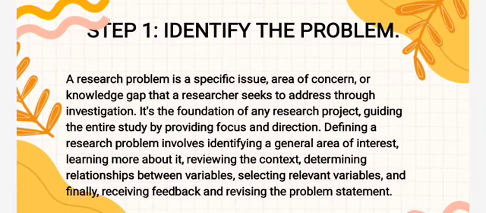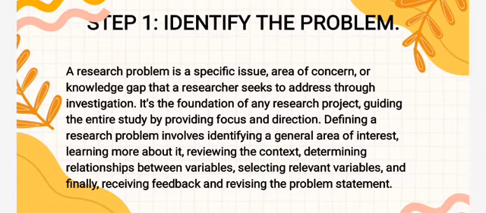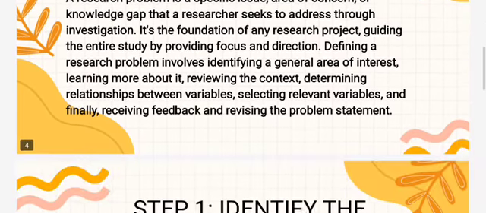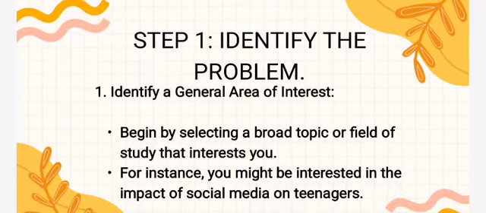A research problem is a specific issue, area of concern or knowledge gap that the researcher seeks to address through investigation. It's the foundation of any research project, guiding the entire study by providing focus and direction. Defining a research problem involves identifying the general area of interest, learning more about it, reviewing the context, determining the relationship between variables, selecting the relevant variables, and finally reviewing feedback and revising the problem statement. All these points are involved. Let's go through them one by one.